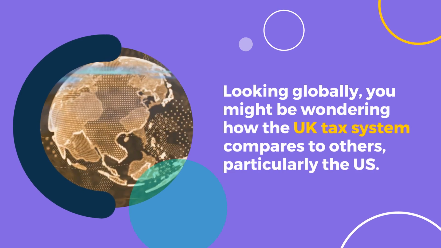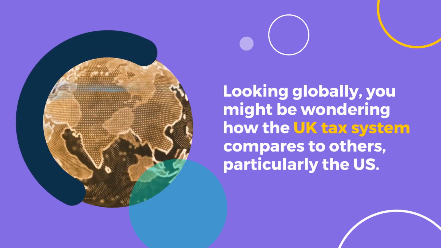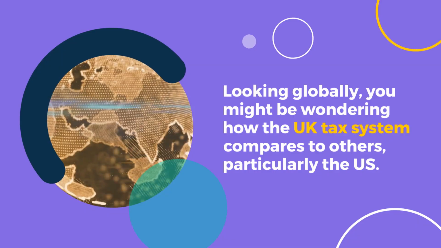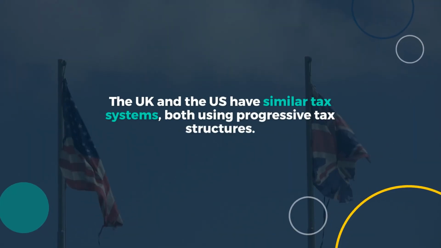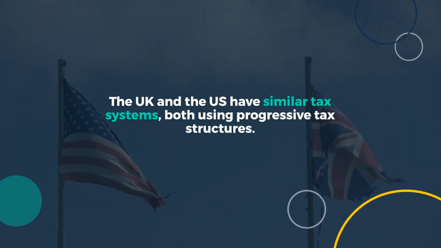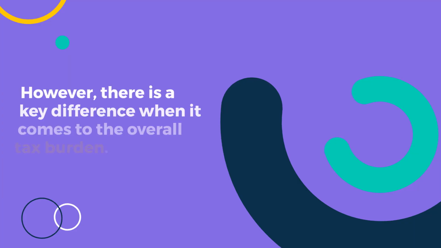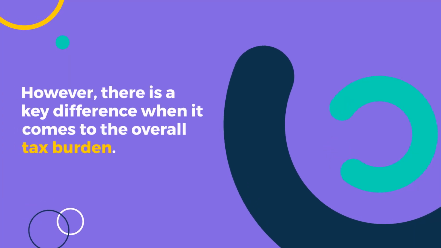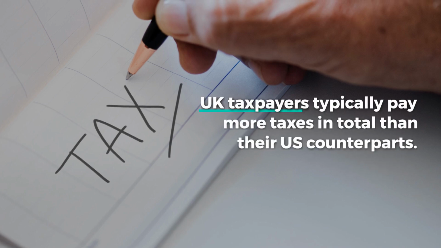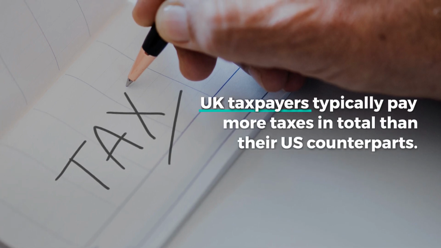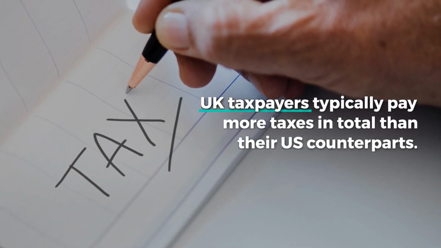Looking globally, you might be wondering how the UK tax system compares to others, particularly the US. The UK and the US have similar tax systems, both using progressive tax structures. However, there is a key difference when it comes to the overall tax burden. UK taxpayers typically pay more taxes in total than their US counterparts.